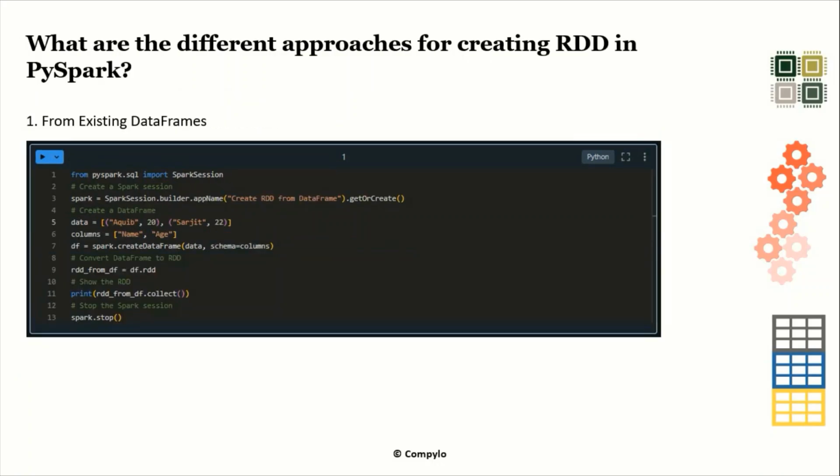Next question is, what are the different approaches for creating RDD in PySpark? In PySpark, we can create RDDs using several approaches. The first one is from existing data frames. As you can see, we have specified data at line number 5 and we have created the data frame at line number 7. And after that at line number 9, we are converting that data frame to RDD.